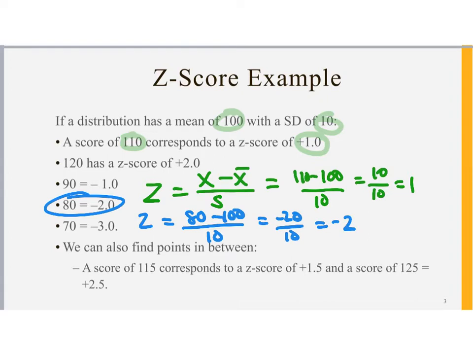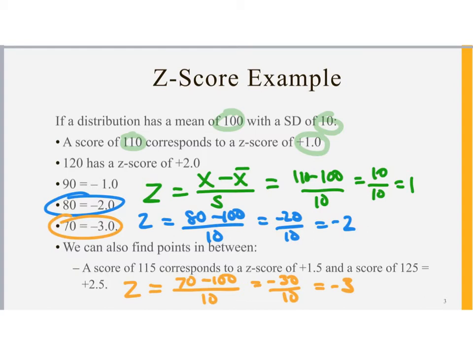Similarly, if we had a raw score of 80, we would take 80 minus 100, divide by 10, and we get -2. And if we take a raw score of 70, subtract the mean of 100, and divide by a standard deviation of 10, we get that the z-score is -3. We can use the same logic to find the z-score of any number in any distribution.